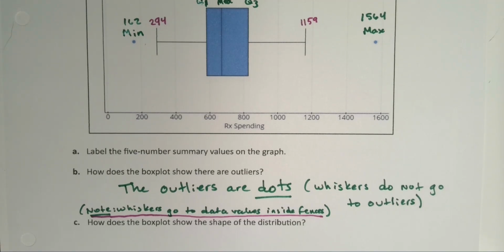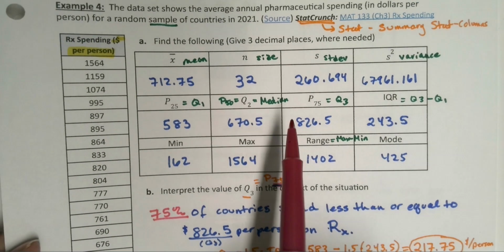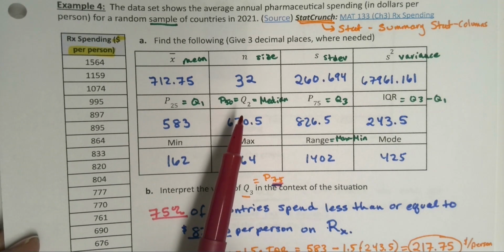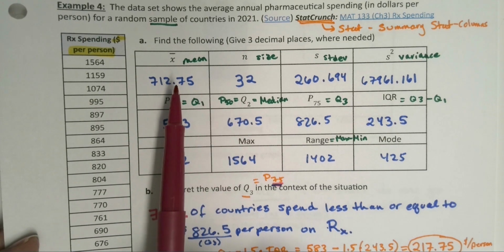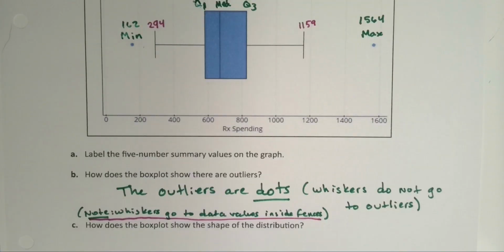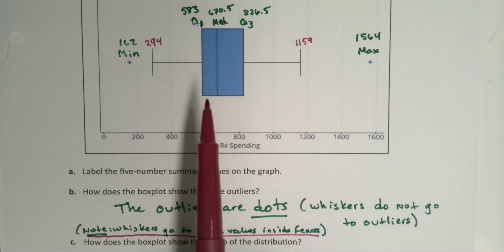Now, how does the box plot show the shape of the distribution? Well, what shape was it? We never actually answered that. So if we look here, the mean was 712.75 and the median was 670. The mean is greater than the median, so it's skewed right. Now, how can we tell it from the box and whisker plot?